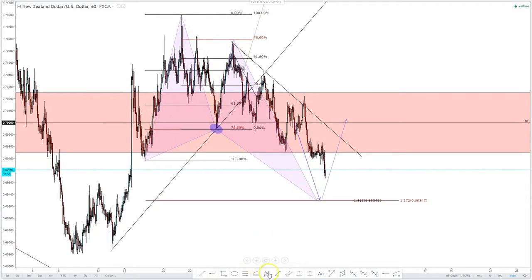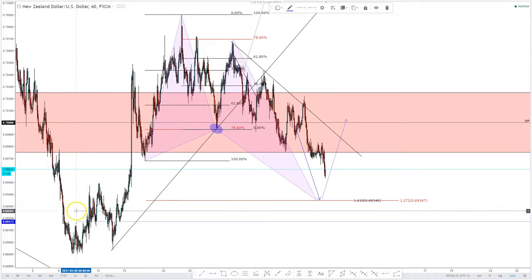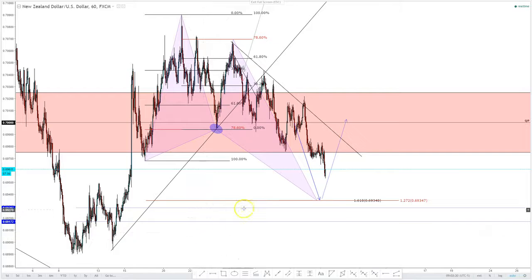So I'll look for structure. Let me look left. I have some structure right here. So all I have to do is take my pick. Here's structure. All right, so I have my stop loss options right here. I'll probably put it a little bit low, probably in the middle right here somewhere, just to give it room to breathe.